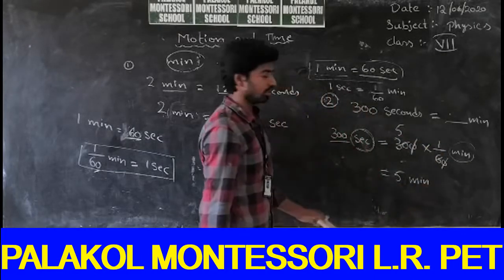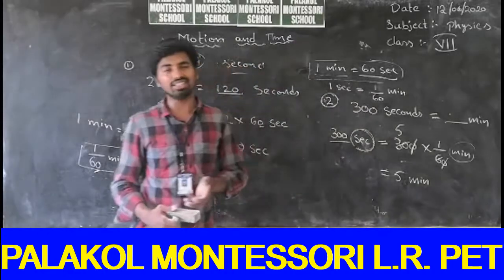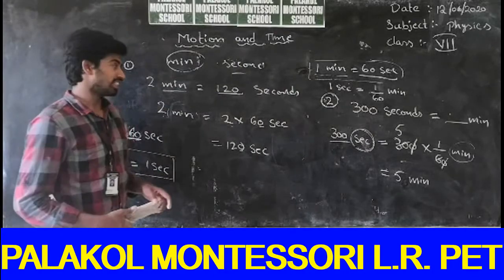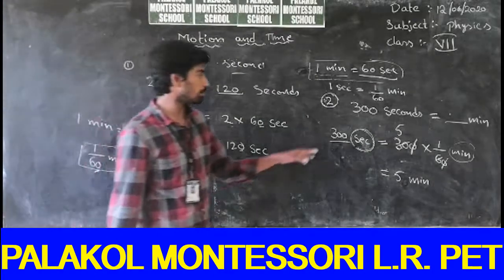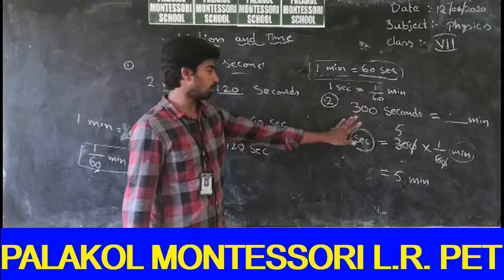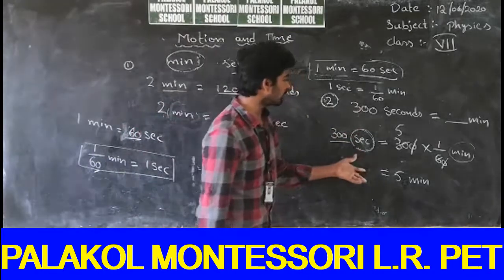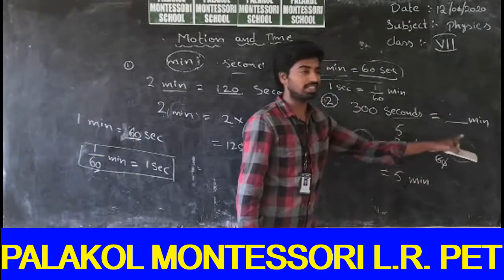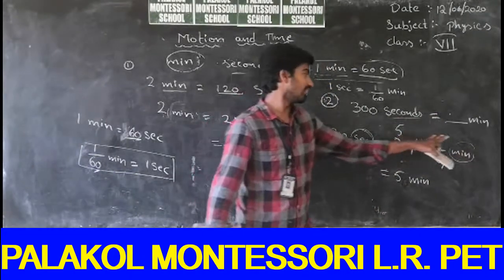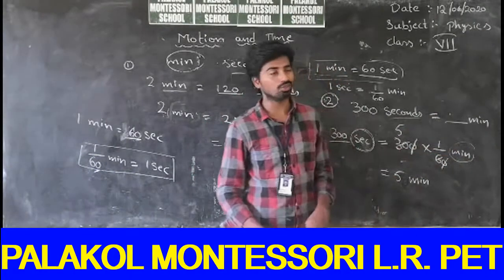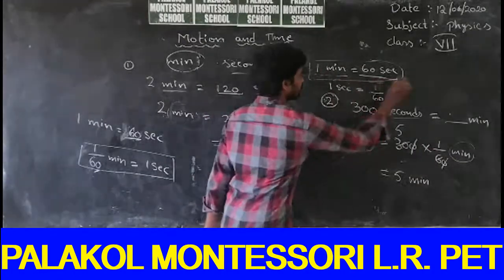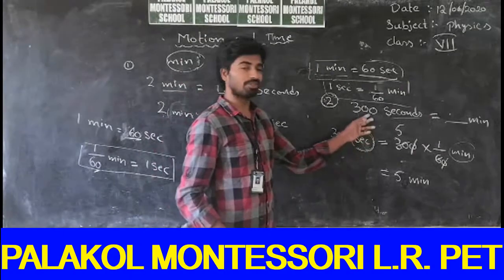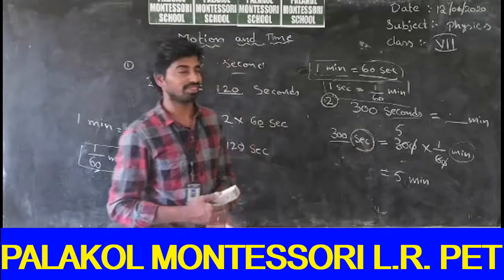In this way you can change the units from one unit to another unit. You can make several conversions. The important point is that there will be some logic when you are converting from smaller units to larger units. Here second is a smaller unit, whereas minute is a larger unit. You need to find this conversion. If you know this conversion, you can easily convert from one unit to another.